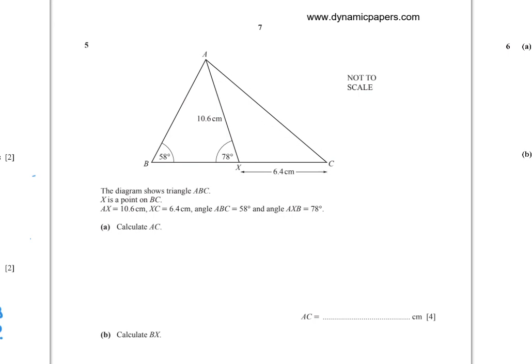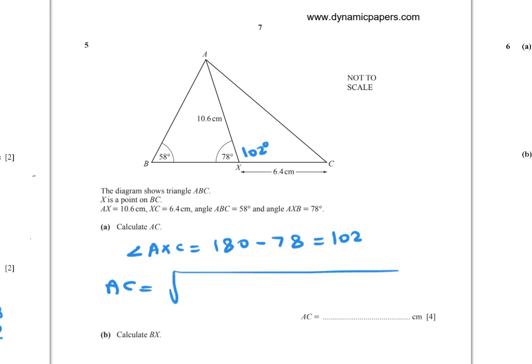AC, in this triangle, we have XC and we have XA. We need to find this angle to use the cosine rule to find AC. From 78, we can find that one. 180 minus 78. So angle AXC is 180 minus 78 equals 102. So this angle is 102. Now you can find AC because we have two sides and the included angle. Use the cosine rule to find AC.